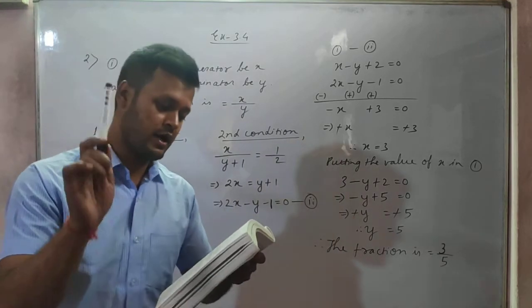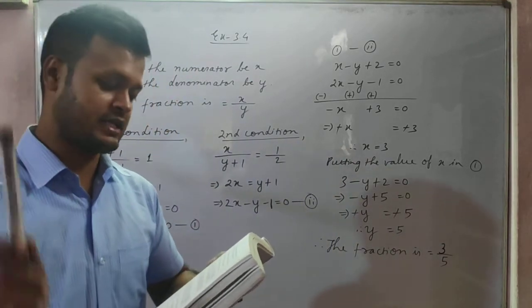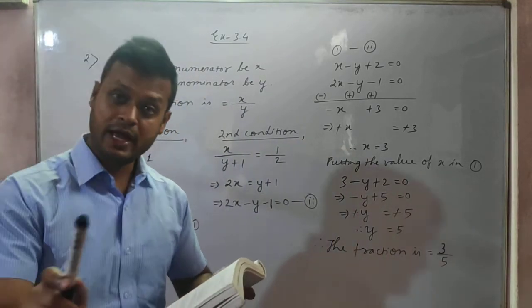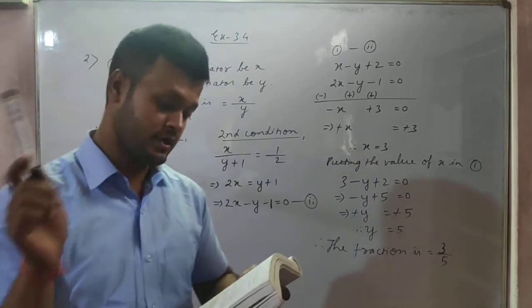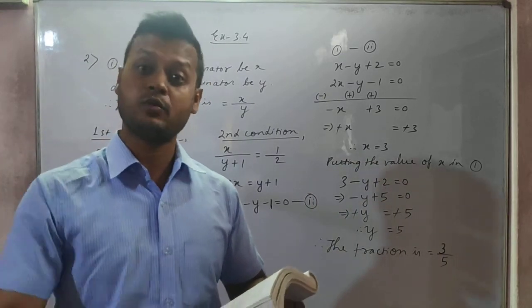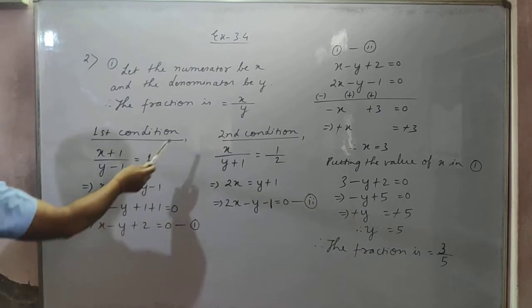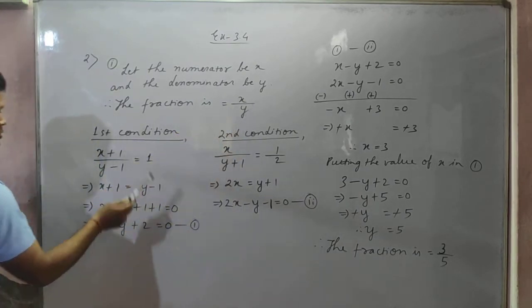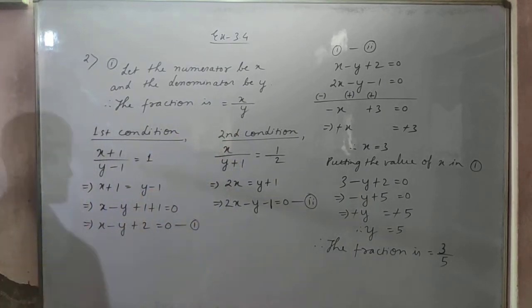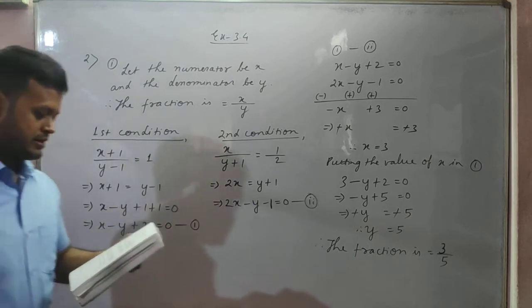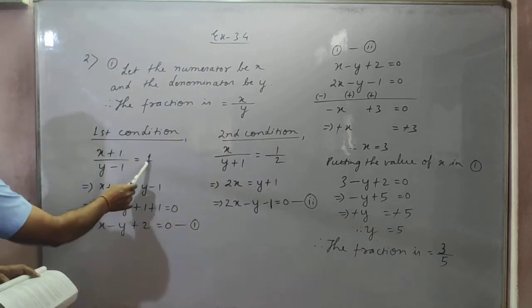With the numerator you are adding 1 and from the denominator you are subtracting 1. The fraction reduces to 1. The fraction will become equal to 1.